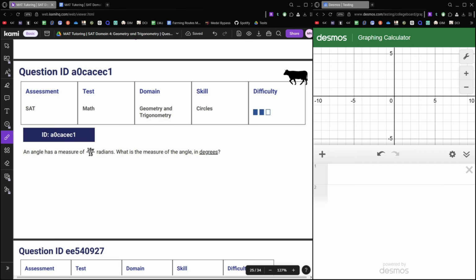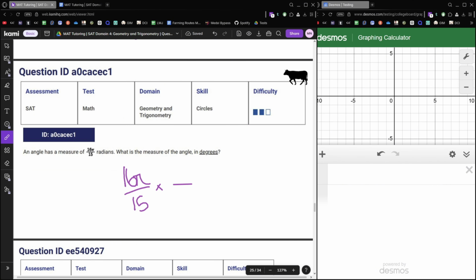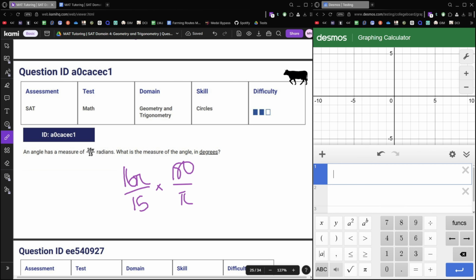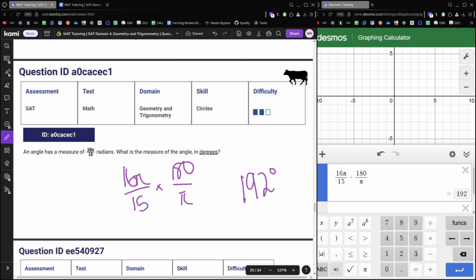Slide number 25, once again we're given an angle in radians and they want us to convert it to degrees. I don't know why I didn't find one that wanted me to convert to radians. I don't know what I was doing when I made this. But anyways, we want the pi to be diagonal from each other, so it's going to be on the bottom and 180 will be on the top. Now we just need to put this into Desmos. I forgot to mention this, but you can either click the pi symbol at the bottom or just type in pi. And we get our answer would be 192 degrees.